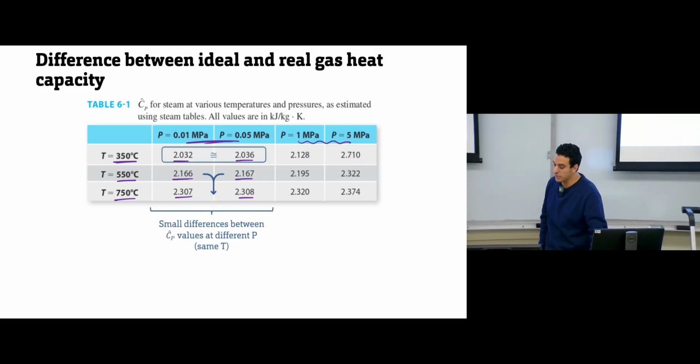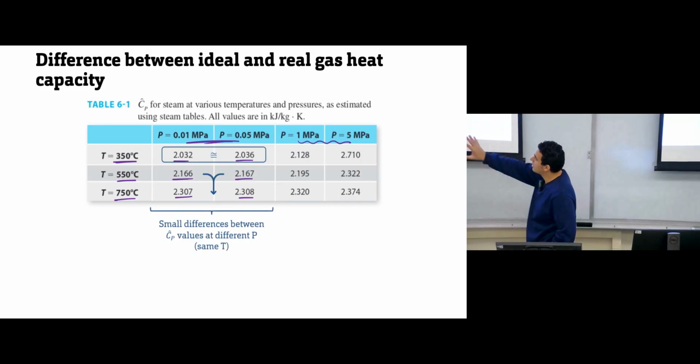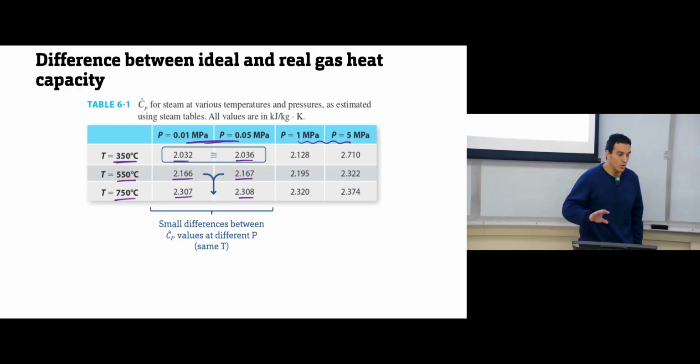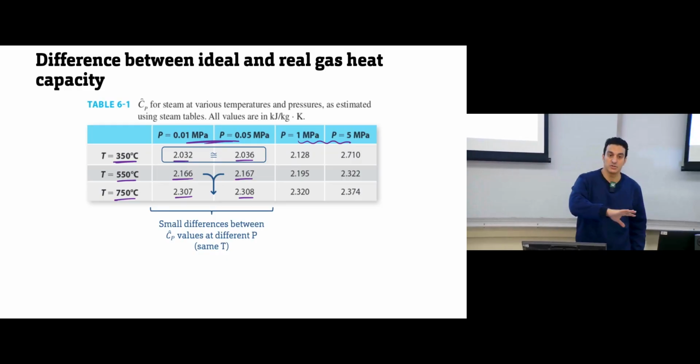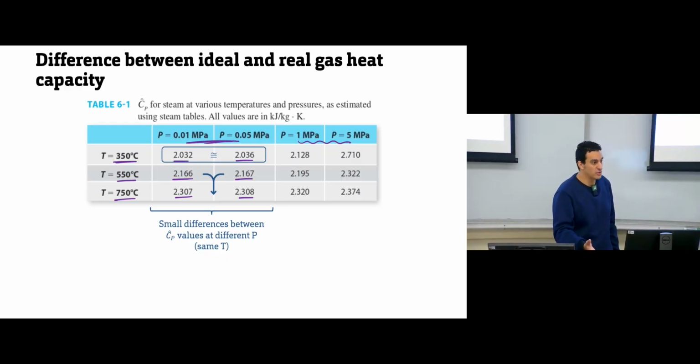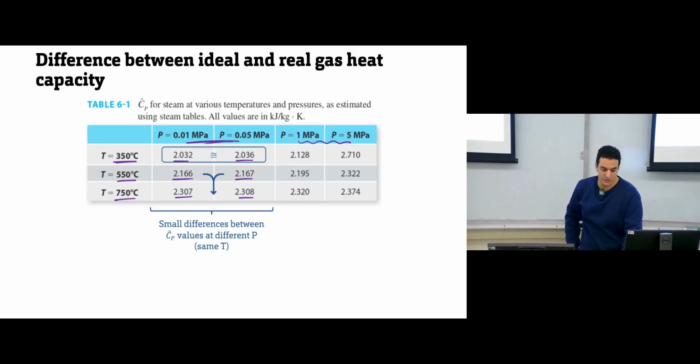If you compare the numbers, you end up with very small differences between Cp values at different pressures. So Cp is affected only by temperature if we have low pressure. This is why, with low pressure, we assume Cp is a function only of temperature, pull the equation from appendix D, do the integration, and that's it.